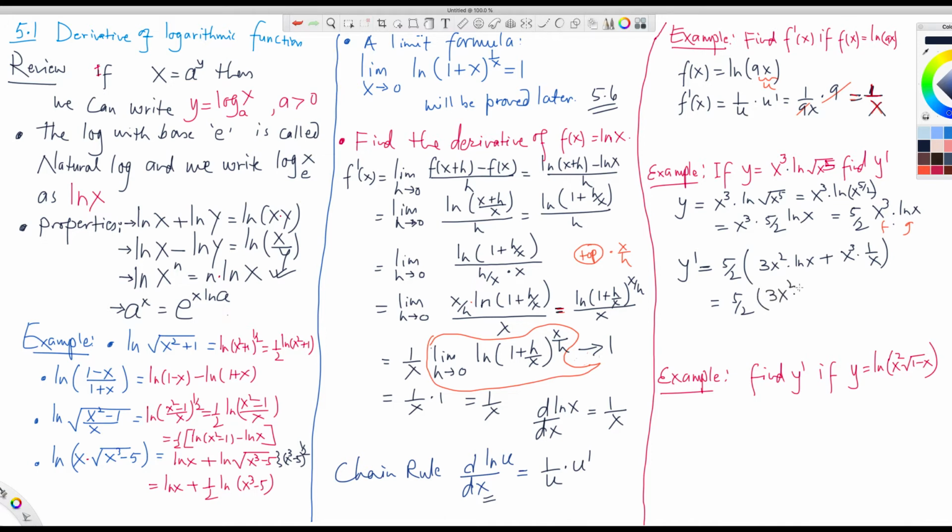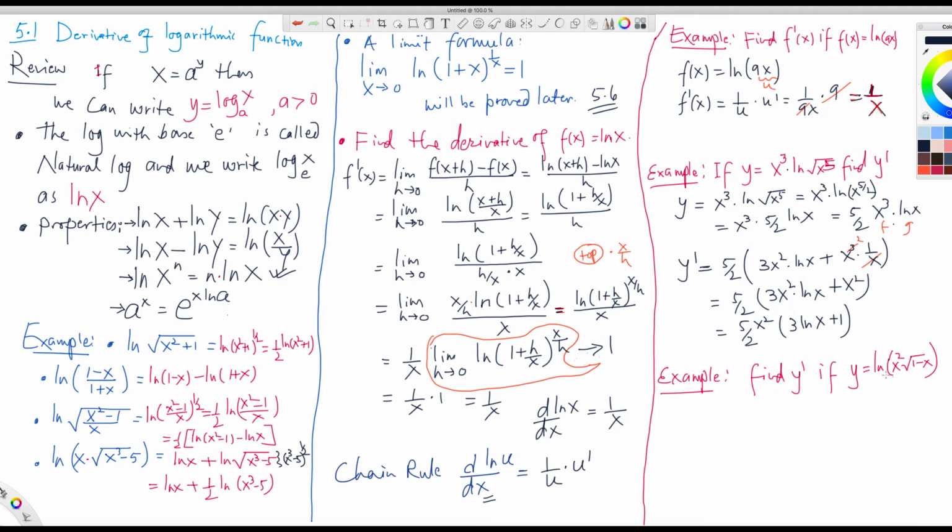3x squared times natural log of x plus this x cubed over x, right? You cancel one of those. So what do you get? You cancel that with the cube. So what is left is x squared, right? So what is left is basically x squared. So the final answer is x squared times... let me pull that x squared out too. 3 natural log of x plus 1. That is the final answer.